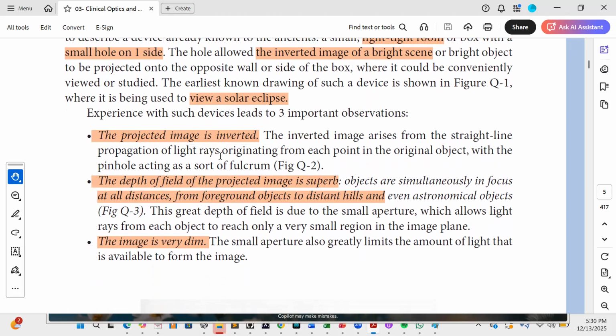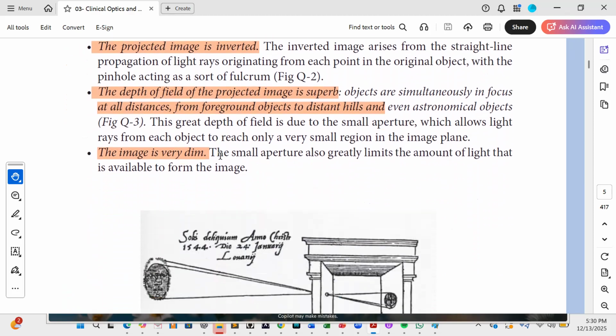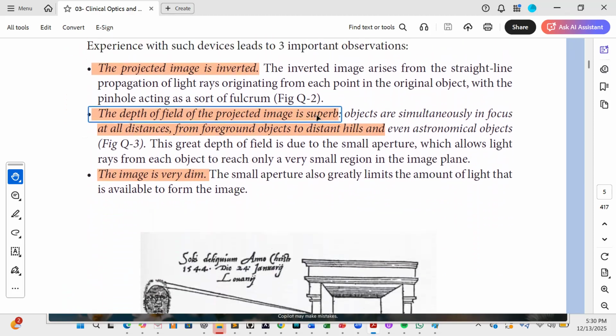Okay, and then the depth of field of the projected image is going to be superb. That's one of the things of a pinhole. It has a very superb depth of field. So again, the depth of field and depth of focus, I will show you later on when we move on. Depth of field, depth of focus, very important.